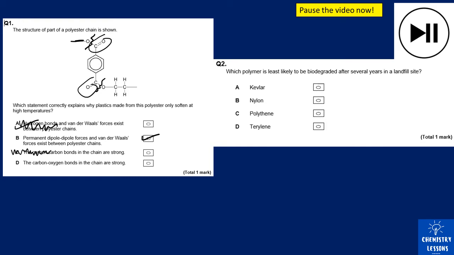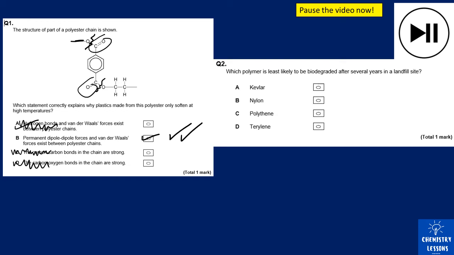Carbon-oxygen bonds are strong. Well, actually, those are the bonds that hydrolyze, so I wouldn't say they are that strong. So actually, I'm getting rid of that one. The answer is B. I like the way I've given myself 2 marks there. Makes yourself feel better, give yourself 2 ticks.